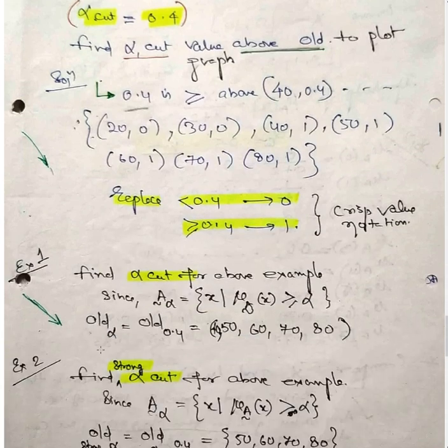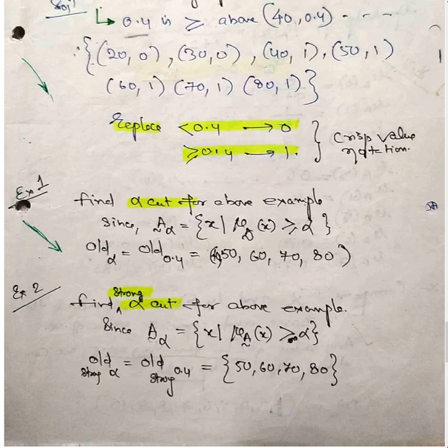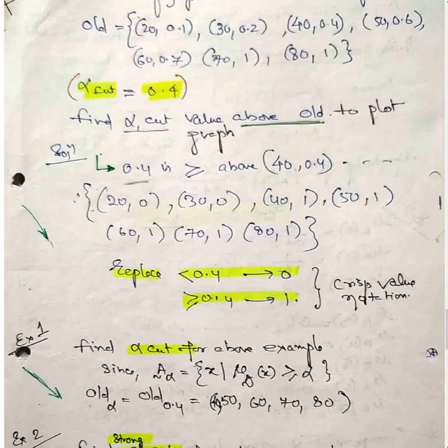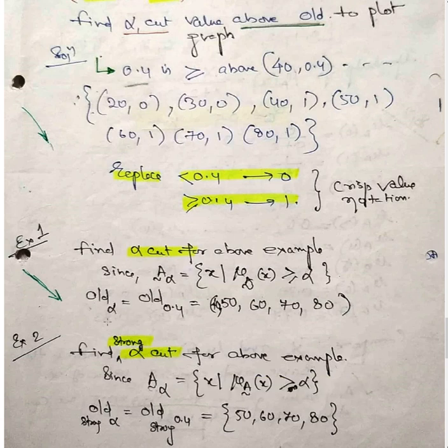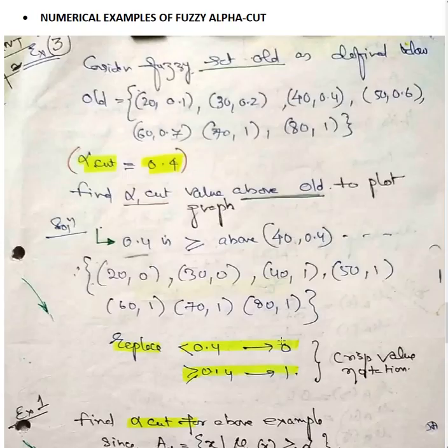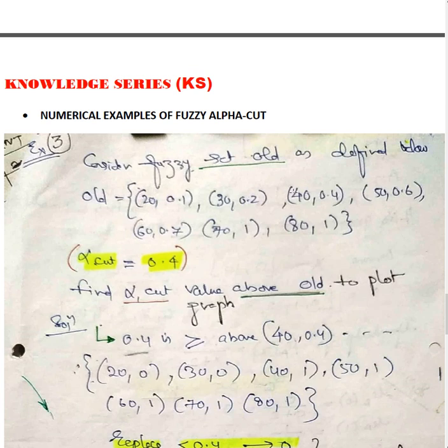Now another example: find the alpha cut for this example, where alpha is 0.4. Whichever value is greater than or equal to alpha, under this condition we have to consider the same 0.4.